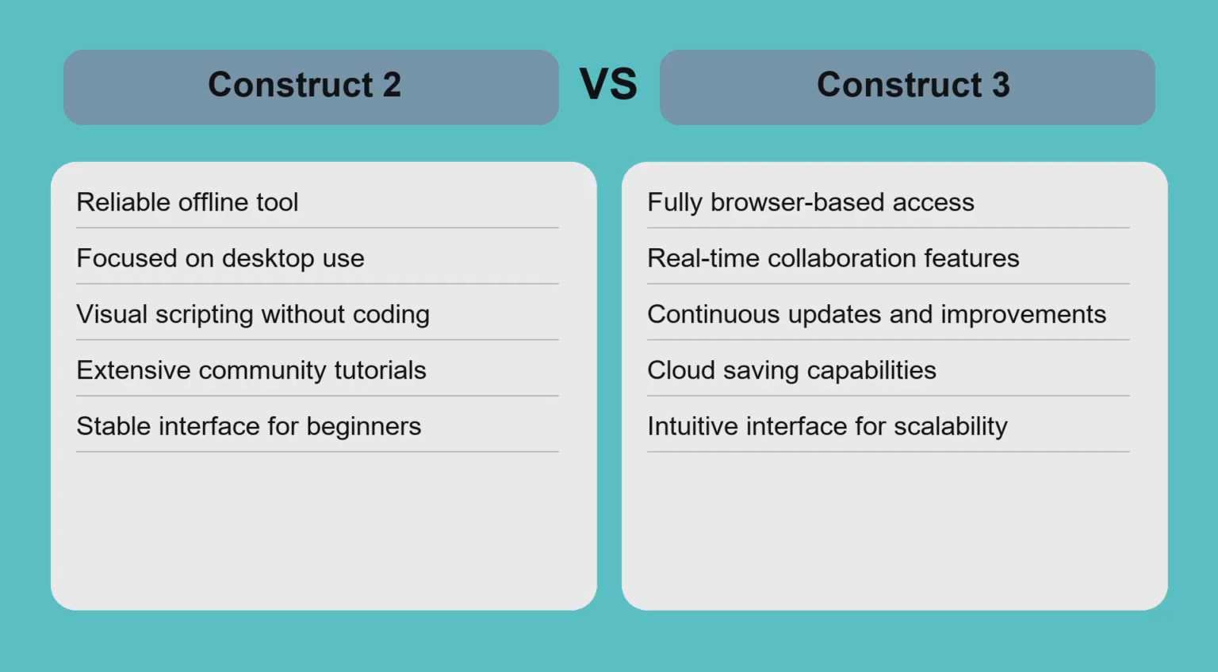features and cloud integration. For solo developers or educators prioritizing simplicity and offline work, Construct 2 fits well. For developers needing flexibility, remote work, and continuous improvements, Construct 3 is superior. Both engines use the same event-driven system, so skills transfer easily. The choice depends on your workflow preferences, device availability, and need for modern features versus offline stability.